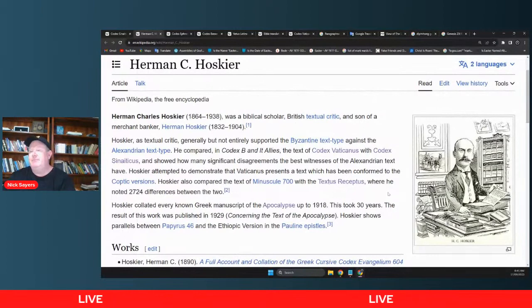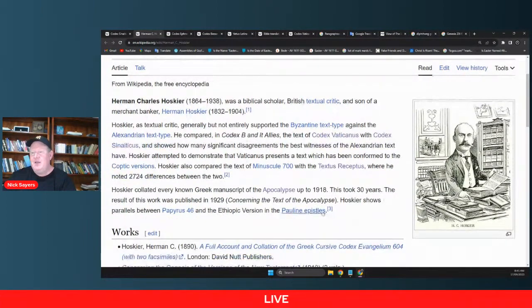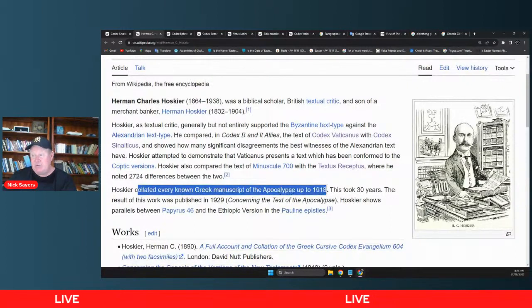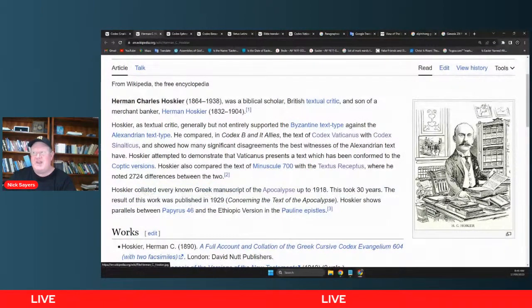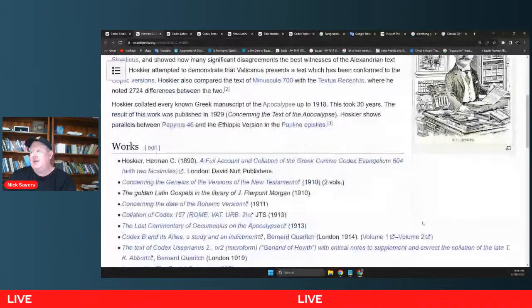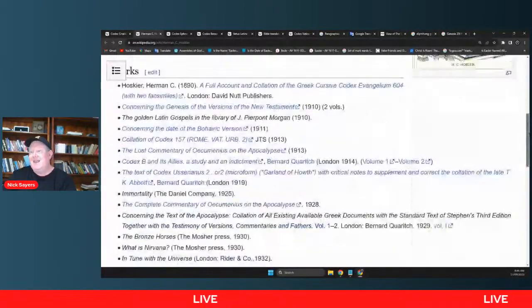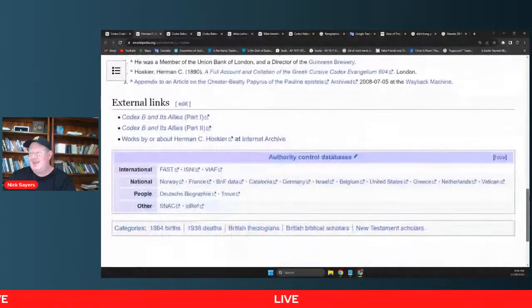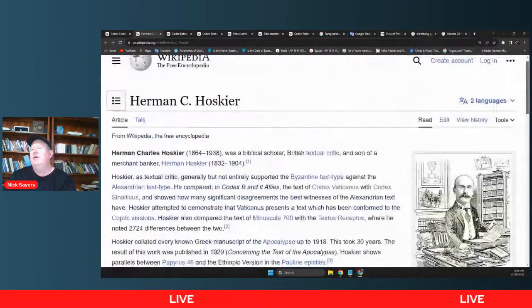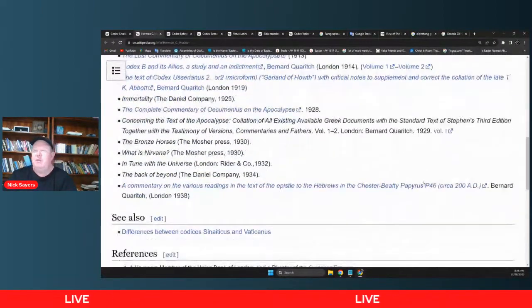And so anyway, it says here, he collated every known manuscript of the Apocalypse up until 1918. This took 30 years. So he published it in 1929. So this is Hoskia. I don't know why they don't just have a good picture of him, because that's a bit of a clowny sort of picture. But that's what you find in Wikipedia. Oftentimes they're trying to make modern text critics look great and make anyone who is supportive of the Textus Receptus look like a buffoon.